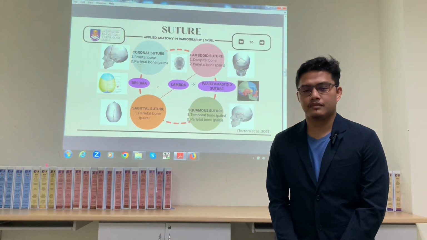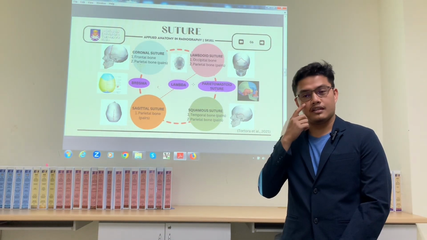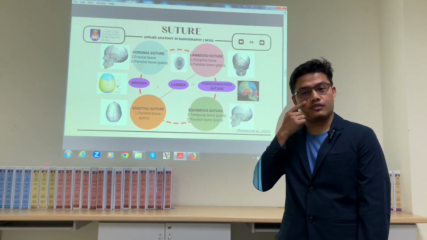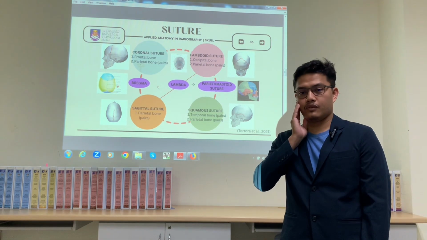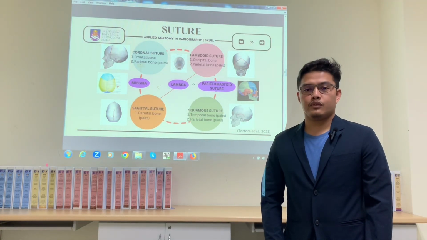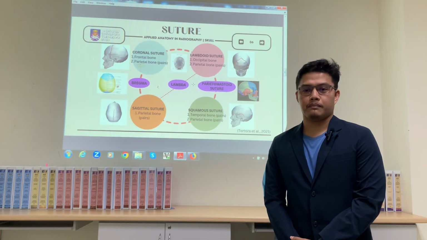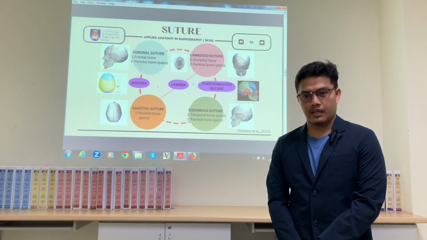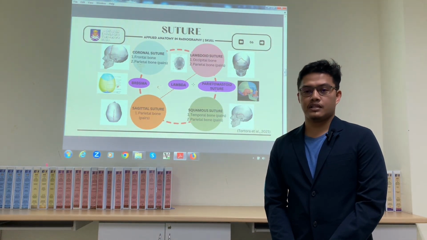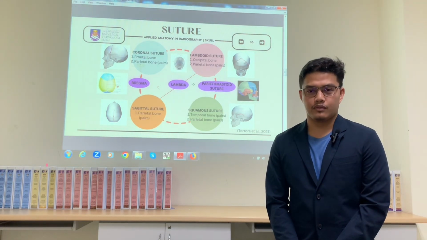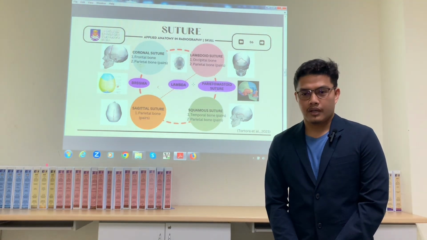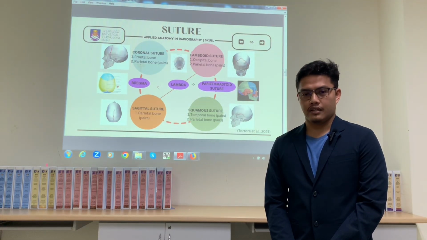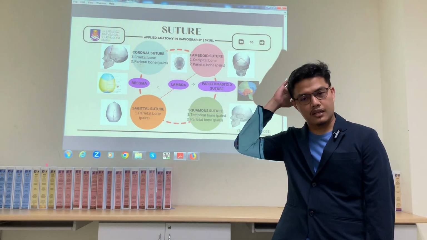Assalamualaikum. Now I will explain regarding the sutures of the skull. Actually, the suture is divided into four structures. First, we have the coronal suture, which is the articulation between the frontal bone and the pair of parietal bones. Then we have the lambdoid suture, which is located at the posterior part. It is the articulation between the occipital bone and the pair of parietal bones. And then we have the sagittal suture, which is located at the top of our skull.